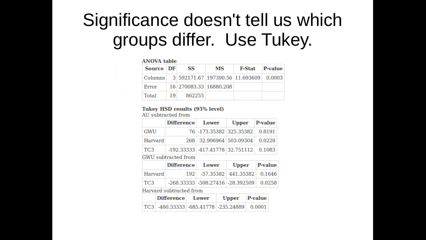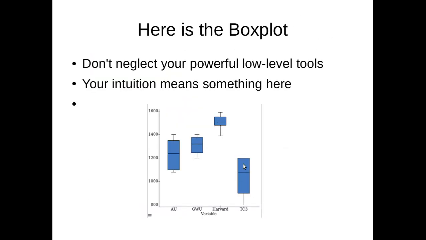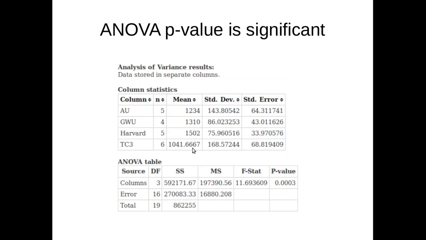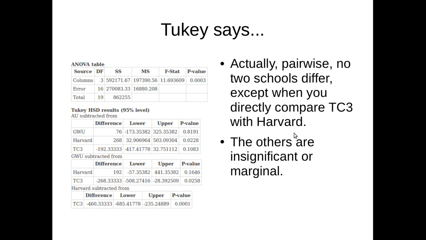So you do Tukey and you say, okay, which ones are different? And you say AU subtracted from Harvard is kind of significant. That's in the gray zone. And we see GWU, George Washington University, versus TC3. That's kind of borderline significant. But whoa, Harvard subtracted from TC3, that's super significant, which is exactly what I said over here. This difference between TC3 and Harvard is wildly significant, and some of these other differences, between Harvard and GW and Harvard and AU, are in the gray zone. But AU and GW, they're not different. That p-value is really high, so not significant. So Tukey says pairwise, no two schools really are different except when you directly compare TC3 with Harvard. The others are either insignificant or they're in the gray zone.